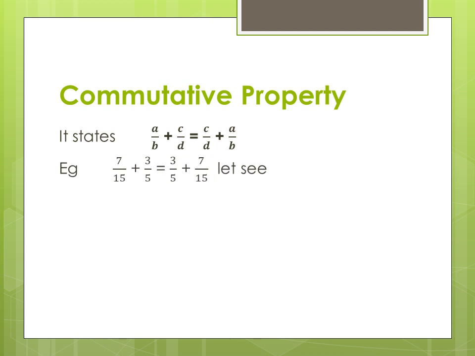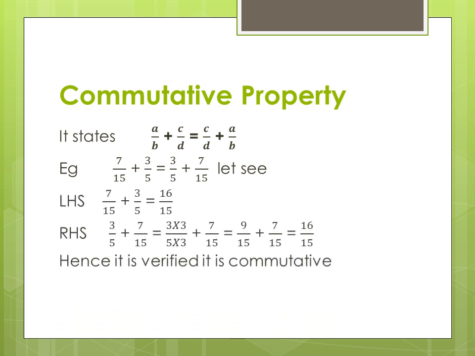We can look at the example. Like in the previous example, we have seen 7 upon 15 plus 3 by 5. We got 16 upon 15. Now, can it be reversed? We have to see that. So, left hand side, we have already done, 16 upon 15. We got the answer. For the right hand side, same way, we look at the LCM of 5 and 15. To make it 15, we multiply and divide by 3. We get 9 upon 15 and 7 upon 15, so then we add them, and we get the same answer. So LHS and RHS both are the same, so it is verified that rational numbers are also commutative in nature.